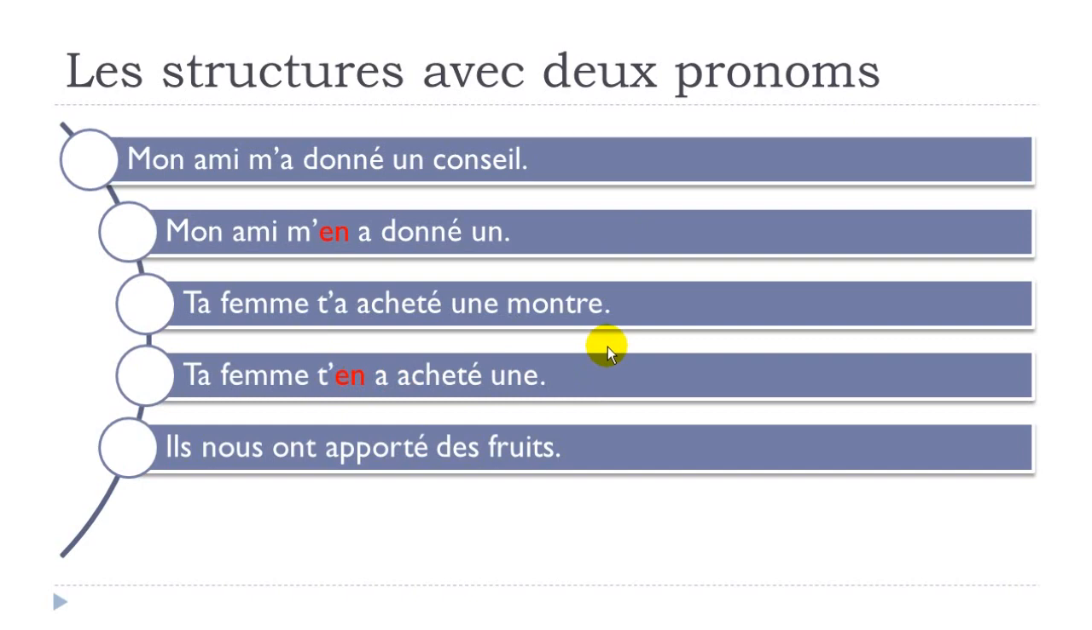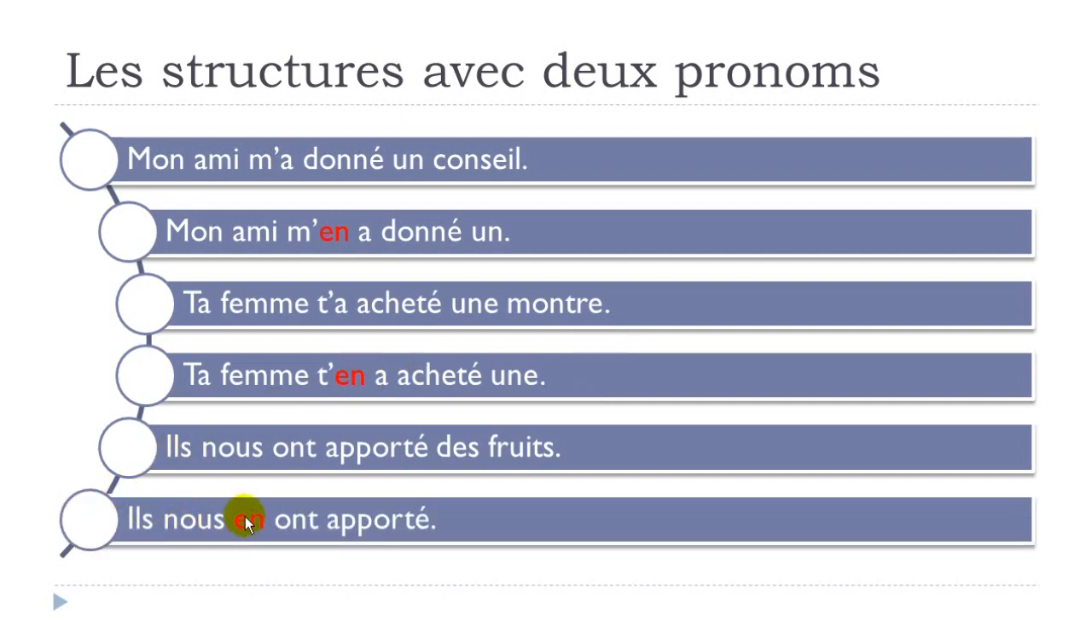All right, and then, ils nous ont apporté des fruits. Same thing. Ils nous en ont apporté. So nous first, then en, and after that you put your verb. Same rule here, it's composed, so you've got two parts, but still it's only one verb. So let's read it. Ils nous ont, beautiful liaison here, ont apporté. So the full thing goes like, ils nous en ont apporté. All right, let's read it one more time. Mon ami m'en a donné un, ta femme t'en a acheté une, ils nous en ont apporté.